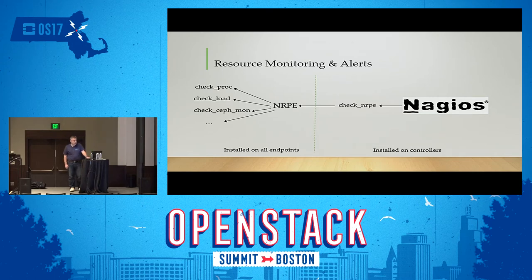This chart kind of shows how Nagios works. It's a polling mechanism where Nagios is running on the controllers. It calls a command line, check_nrpe, which calls an agent running on all the endpoints, the Nagios Remote Plugin Executor agent. And depending on what endpoint it is, it can check to see if a process is running, check the load on the server, check the Ceph monitors. If you can write a command line that returns 0 for OK, 1 for warning, 2 for critical, then you can monitor it. So that's another thing we liked about Nagios: you can write any kind of plugin you want to extend it.